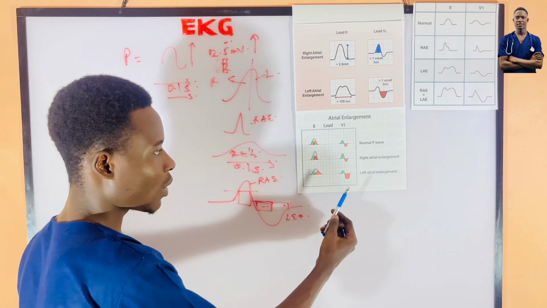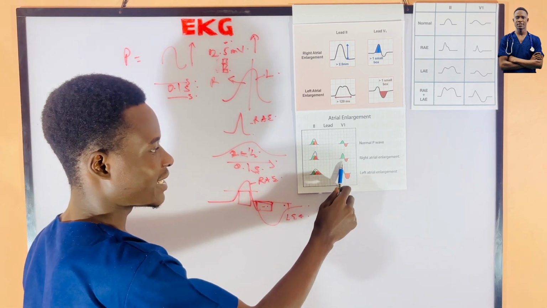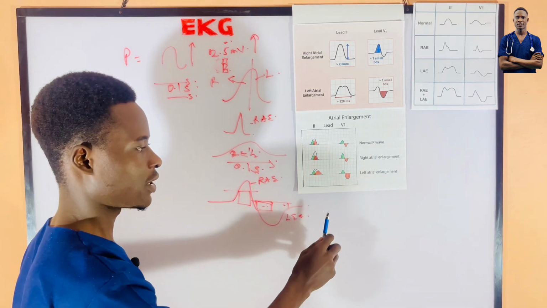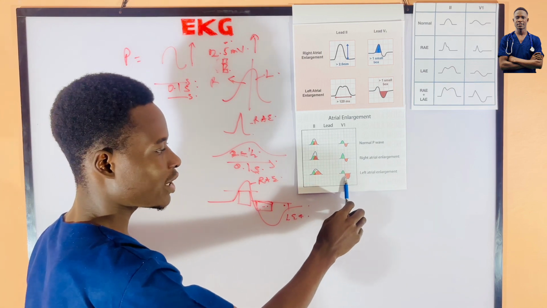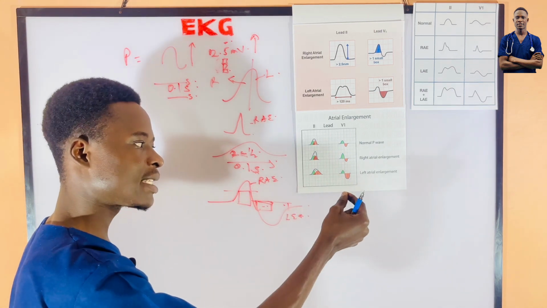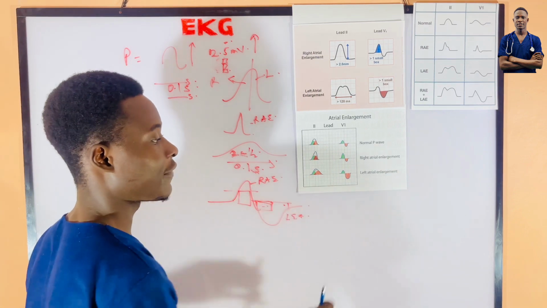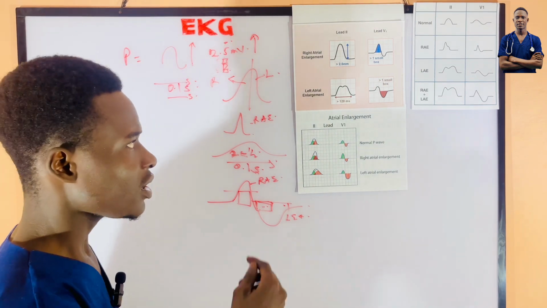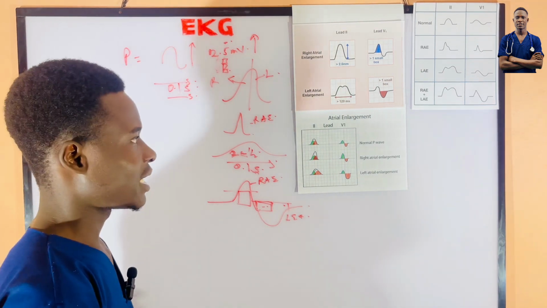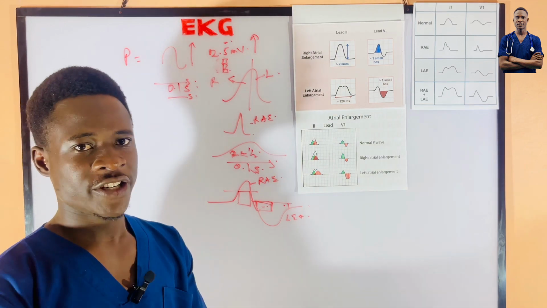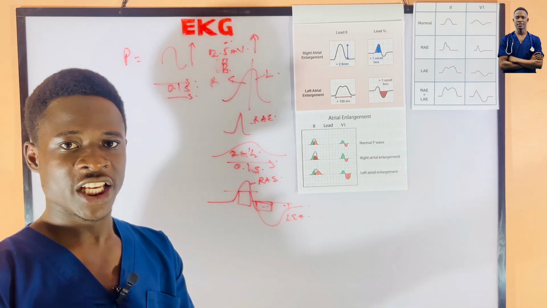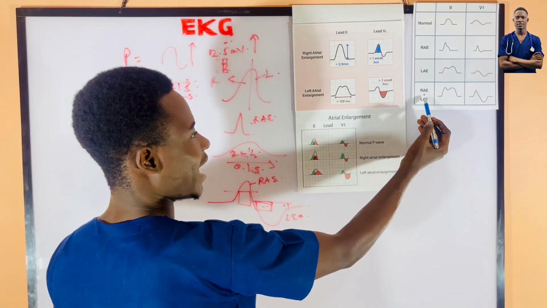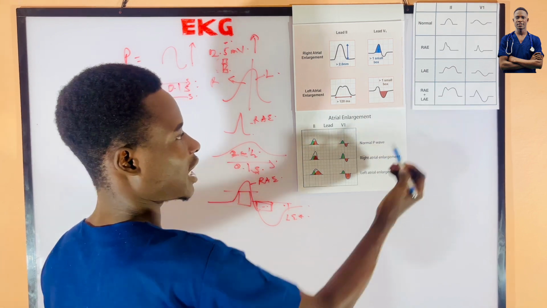And also on the V1, when the positive is more than one small box, we have a right atrial enlargement. And then the negative is more than one small box, whether in height or in the width, we say we have the left atrial enlargement. Now, let's look at something here. In certain conditions too, we can get both the right atrial and the left atrial enlargement.